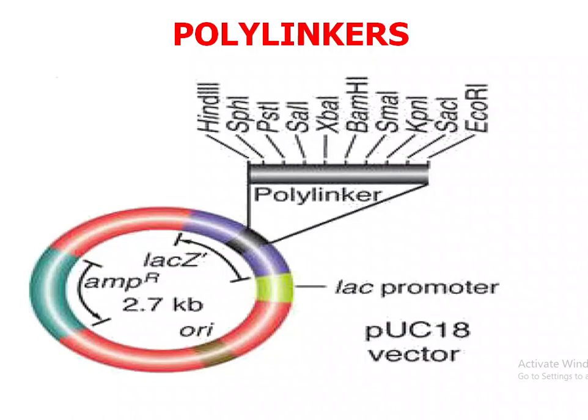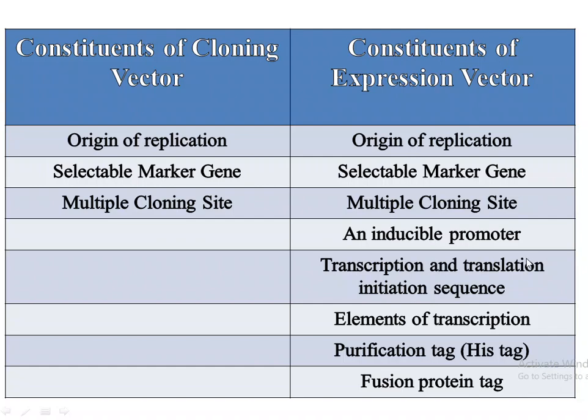A multiple cloning site is found in a variety of vectors, including cloning vectors, to increase the number of copies of a target DNA, and expression vectors, which are also called expression constructs. It could be a virus or a plasmid. Its function is to express the protein in a cell. An expression vector should have all the properties of a cloning vector, that is the origin of replication, selectable marker gene, and multiple cloning site. In addition, it should also have a strong inducible promoter, transcription and translation initiation sequences, elements of transcription, a purification tag, which is usually a histidine tag, and a fusion protein.